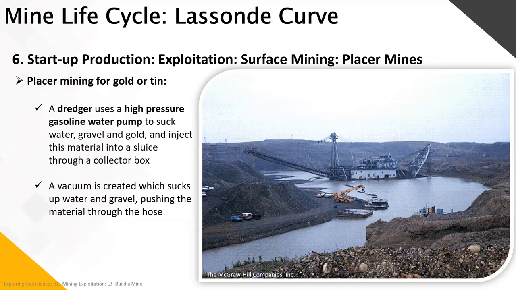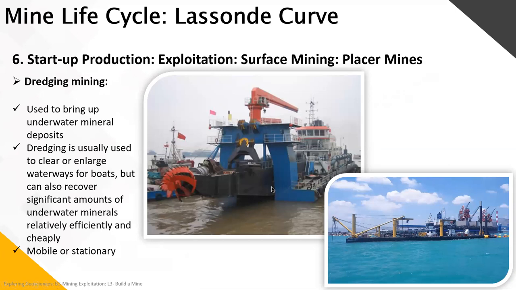Other methods for placer mines would be using a dredger, which is a huge high-pressure gasoline water pump, which sucks up the water, the gravel, and the gold, injects this material into the sluice box, ejects the water out and filters the material in between. This dredging can also be done for underwater mineral deposits, and it is usually used to clear or enlarge waterways for boats. Its advantage is that it is either mobile or stationary.